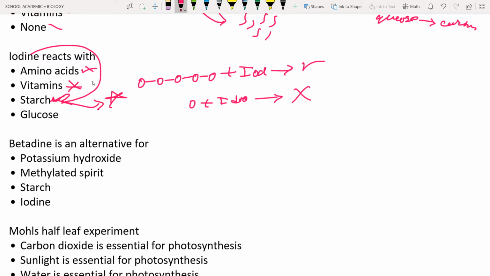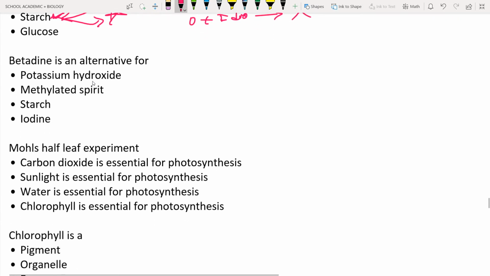So next is the betadine. Betadine is an alternative for. What is the importance of the betadine? Betadine is a chemical substance used to identify the starch, the same thing that we have discussed in the previous answer. So betadine or iodine you can use. If you don't have the iodine solution, you can go for the betadine. So this is an alternative. What is meant by alternative? If you don't have the iodine solution, you can go for the betadine, or if you don't have the betadine, you can go for the iodine. This is the meaning of alternative.